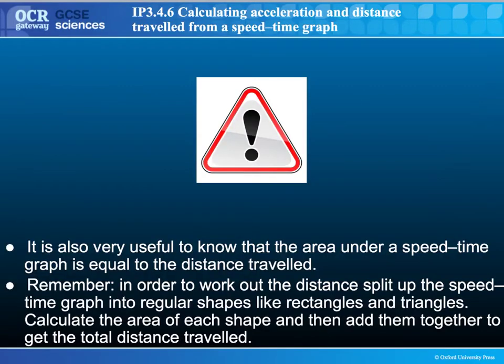Right, as well as using the gradient of a line to calculate acceleration in a speed time graph, you can also work out how far someone has travelled by calculating the area underneath the line. The best way to do this is divide it into regular shapes and then calculate the area of all the shapes involved. I'll show you what I mean.